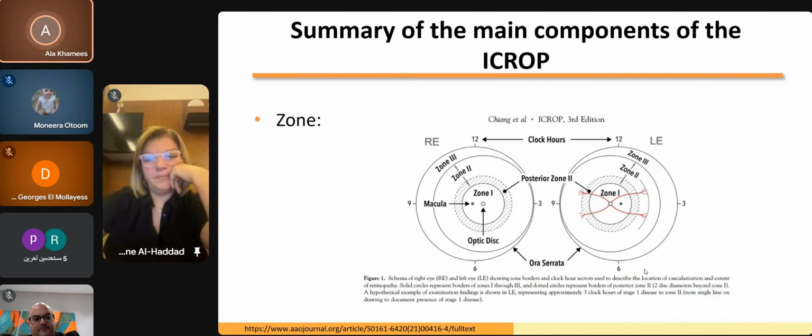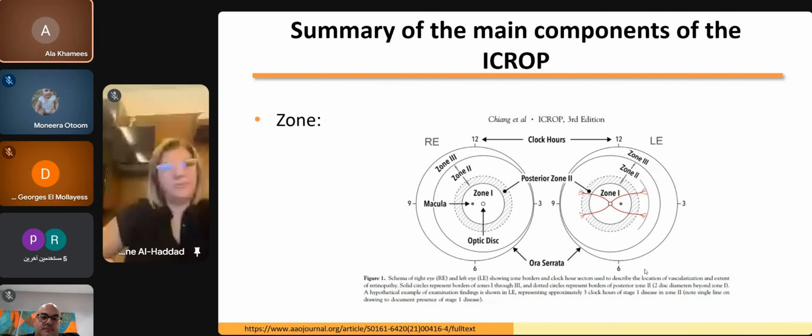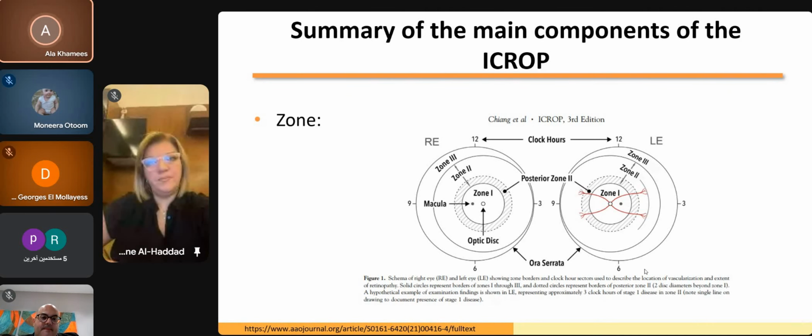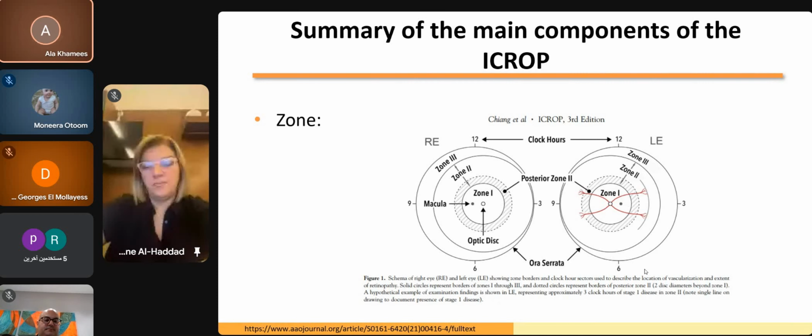Now, going back to the IC-ROP zone definition, we will summarize the main components. As we know, zone 1 is a circle centered on the optic disc with a radius twice the distance from the disc to the fovea. It's the smallest and the most posterior zone.